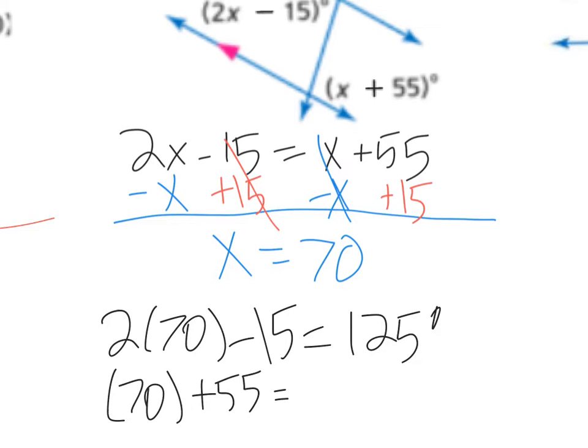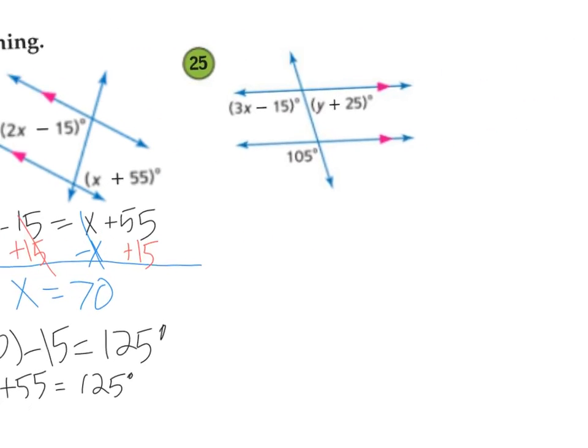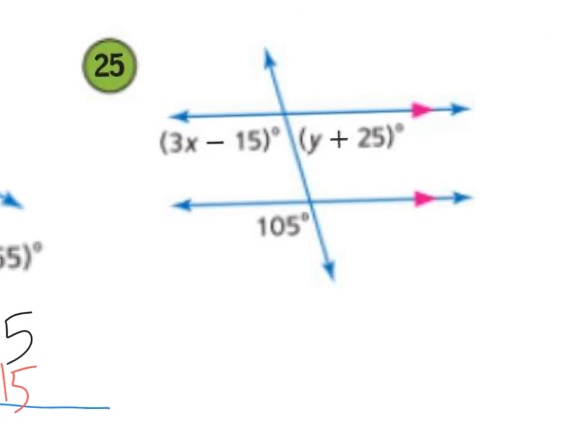So that's my angle measure. And then 70 plus 55 is also 125. So you did it right if you plug them back into both of them and you get the same answer. If you got a different answer, then you made a mistake solving for x. But yeah, that's everything to say about number 10. So let's move on to number 25 here.